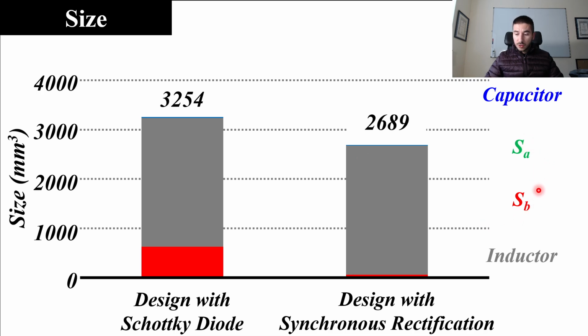The size of the switches in general is negligible. It's true that in the second design we achieve an improvement in terms of this size, because the size of the MOSFET is smaller than the size of the Schottky diode. That's why we reduce the size a little bit in the second case. And the main problem is that in both cases the main contribution to the size comes from the inductor.